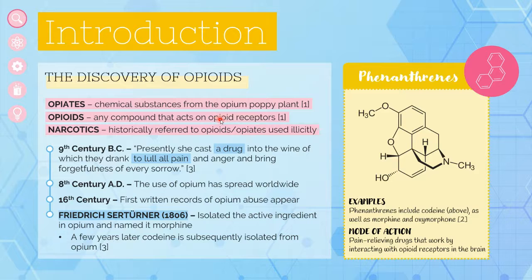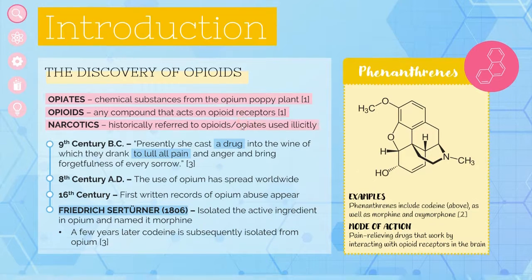Within opioids, there are several more subclassifications, which we'll cover shortly, but for reference, codeine, which you can see here, is what's called a phenanthrene. So what are narcotics? Narcotics comes from the Greek word for stupor, narcoticum, and historically referred to the illicit use of opioids or opiates by law enforcement. Due to these negative connotations, the medical field is beginning to move away from this term.